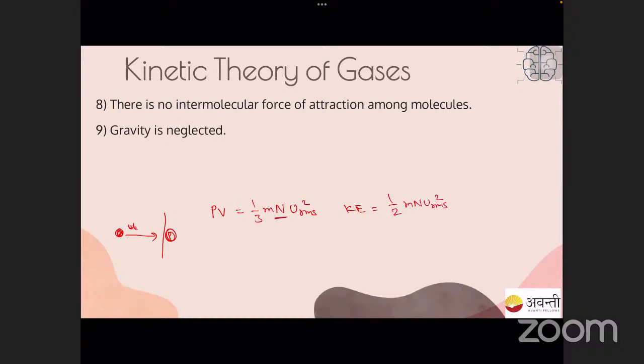N is nothing but the number of molecules in the container. And u RMS is nothing but the root mean square velocity. u RMS is equal to the root of the mean of the velocity squares: u1 square plus u2 square, and so on up to un square, divided by the number of particles, under root. These all things we will derive tomorrow: how we derive pressure, how we derive kinetic energy, and how we can relate kinetic energy with pressure and volume terms.